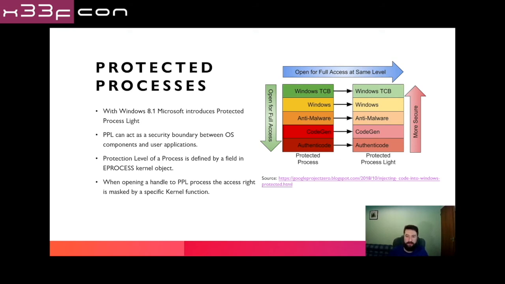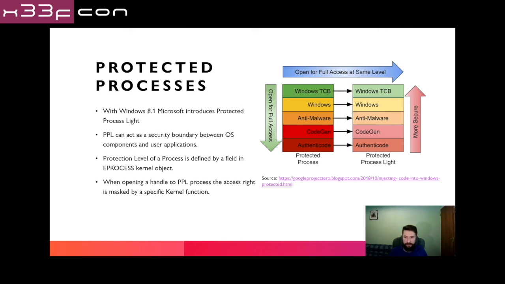Protected Process Light is a Windows feature introduced with Windows 8.1. PPL is a feature of a process defined in one of the fields in the EPROCESS kernel object. Windows provides it as a boundary between OS components and user applications. One of the well-known usages is running lsass.exe as PPL by configuring it with a registry key.